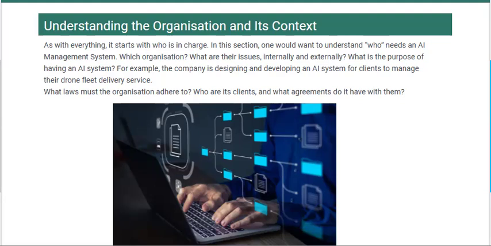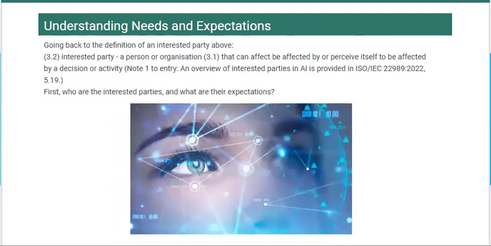Understanding needs and expectations. Going back to the definition of an interested party above: 3.2, interested party, a person or organization that can be affected by or perceive itself to be affected by a decision or activity. Note 1 to entry: an overview of interested parties in AI is provided in ISO/IEC 22989:2022, 5.19. First, who are the interested parties, and what are their expectations?